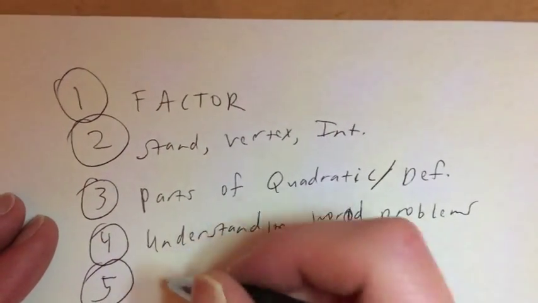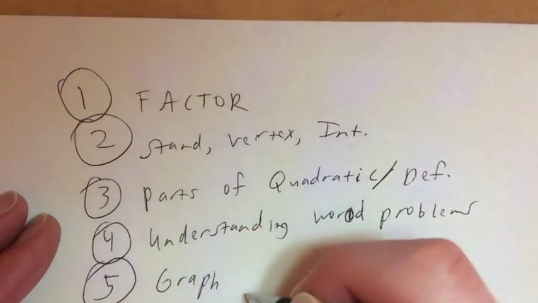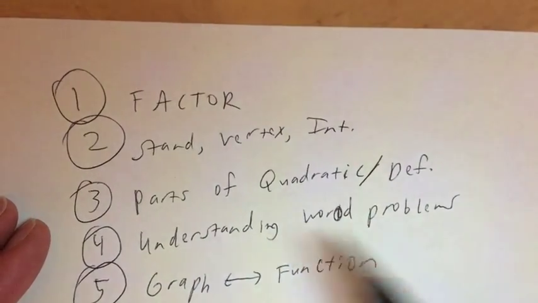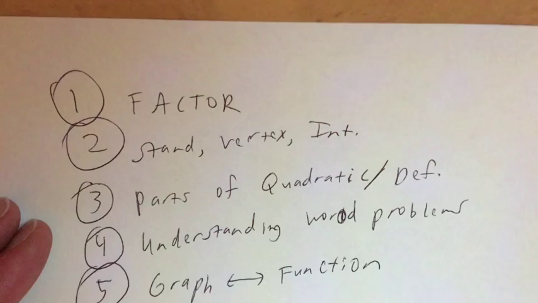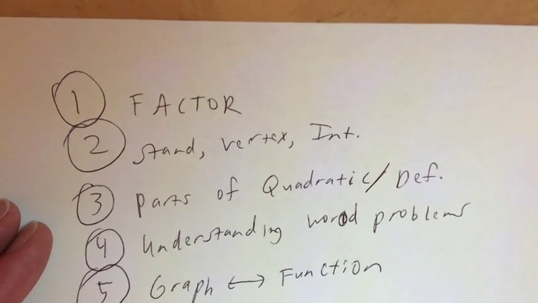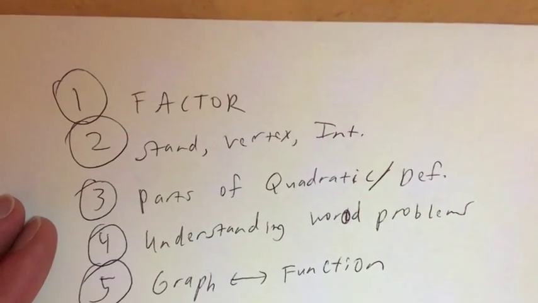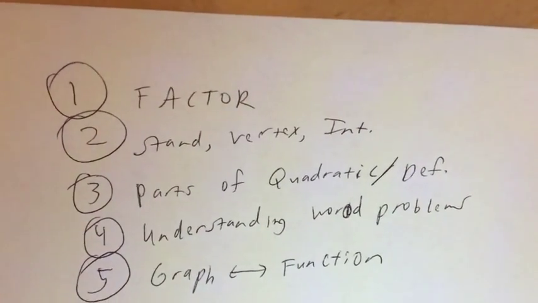And lastly, just a little extra thing, make sure you can at least go from a graph to a function and vice versa. So make sure you can basically do all of these things. That's pretty much it. I know it's a lot to go through, but hopefully you've skipped around and looked at everything, and I think that's just about it.